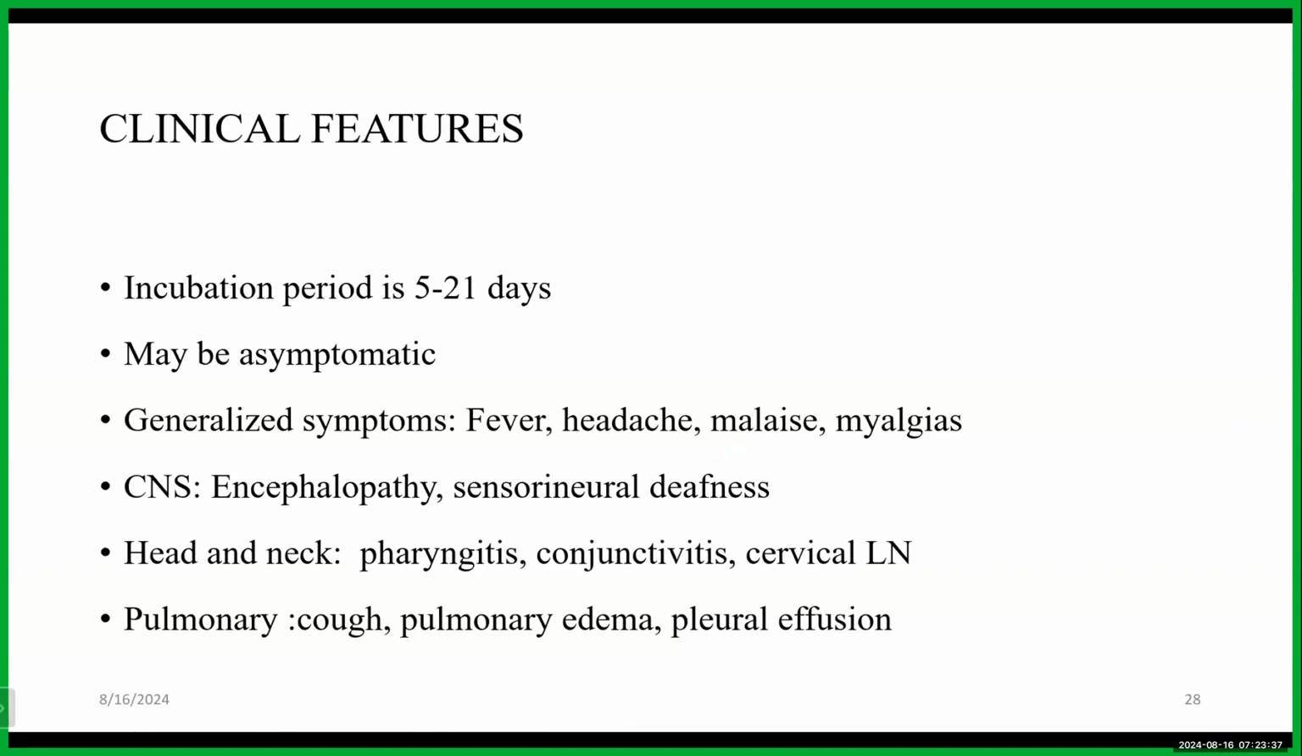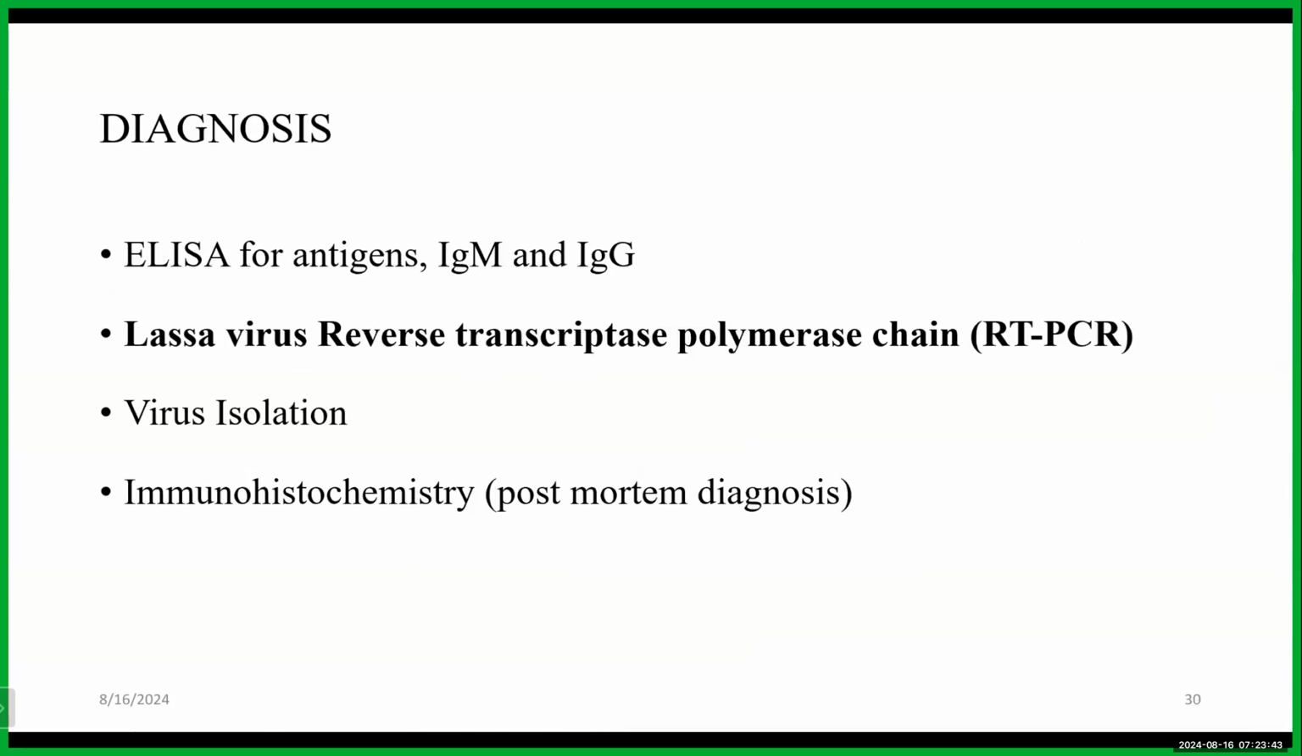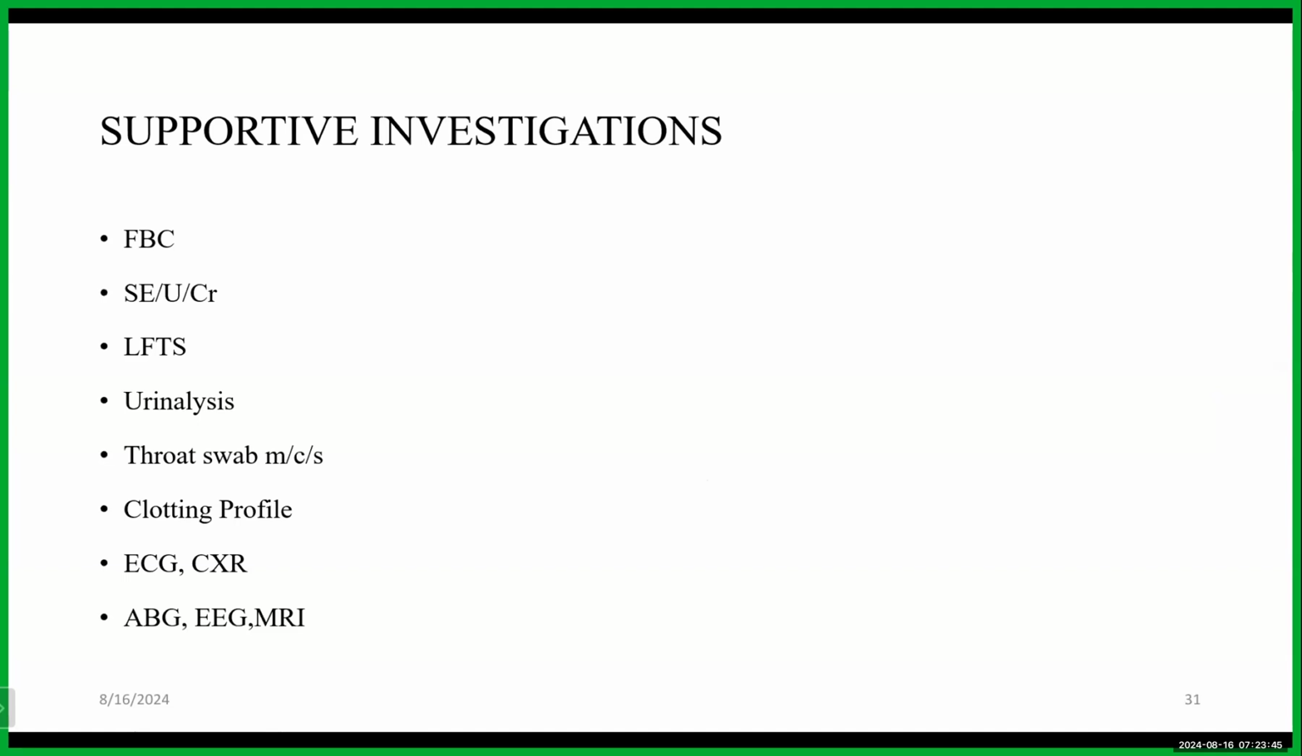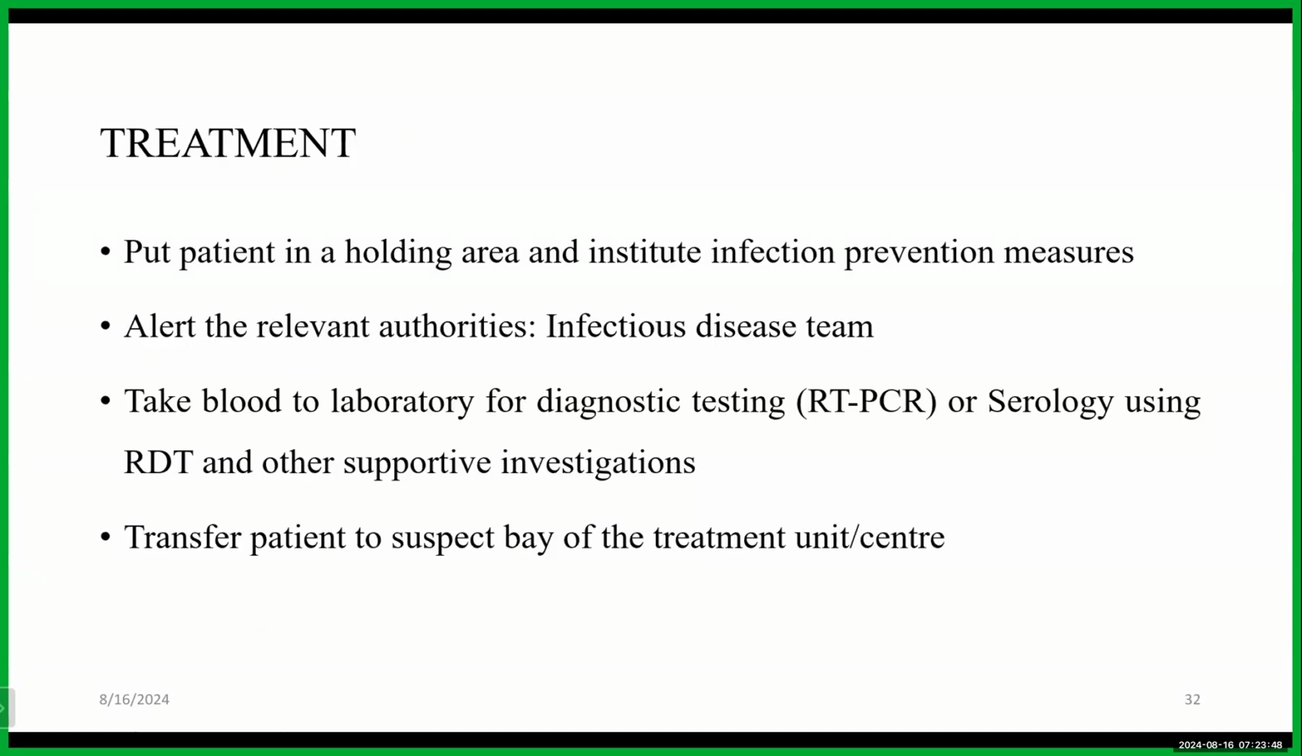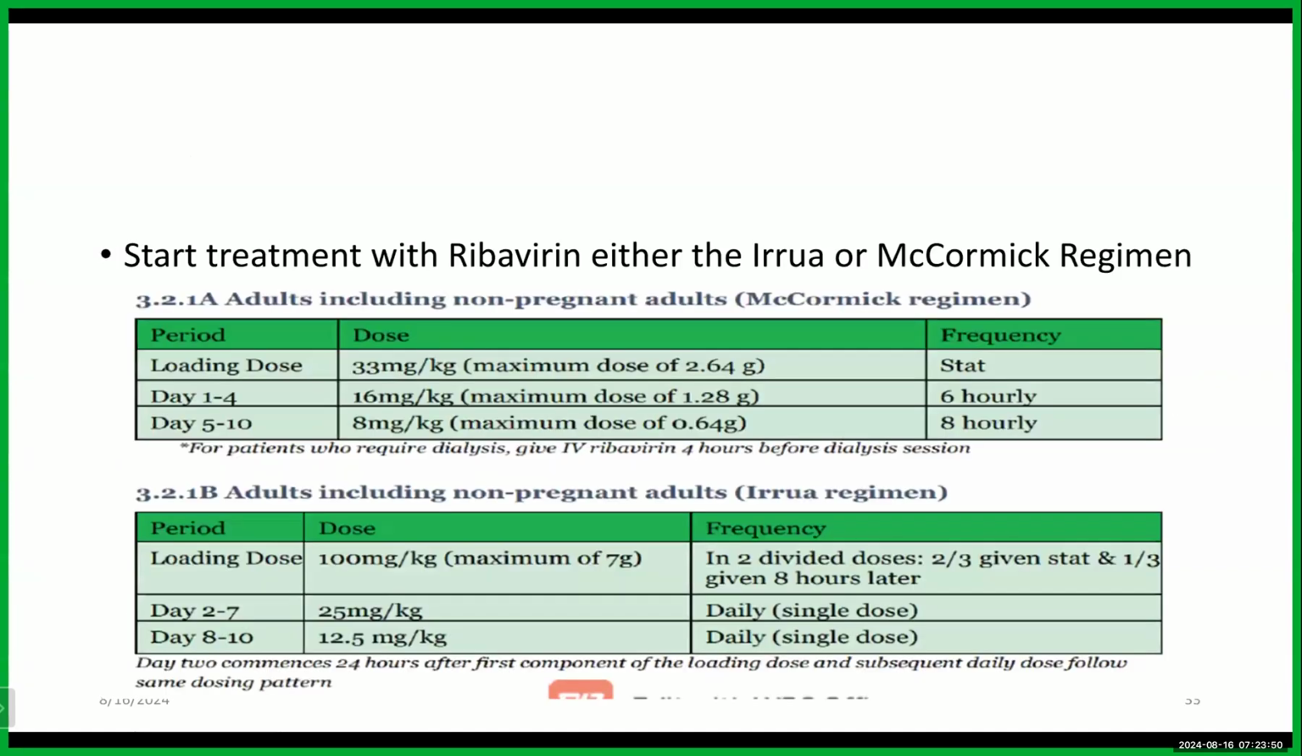And the clinical features: the incubation period is 5 to 21 days, and it can be asymptomatic. Any of the systems can be affected, and I've talked about diagnosis and investigation. Treatment has been highlighted. I did mention I will use the ROAS regimen in my management. So here, this is the McCormick regimen.